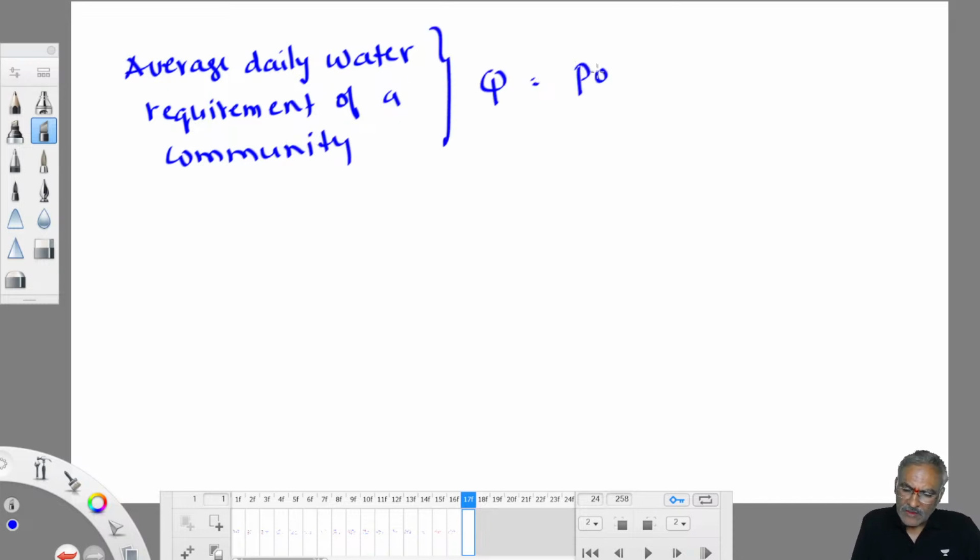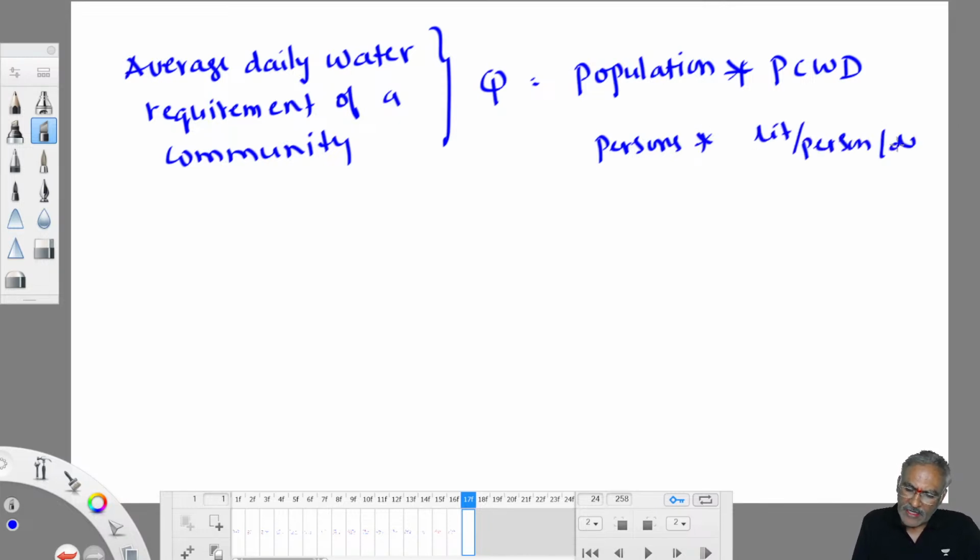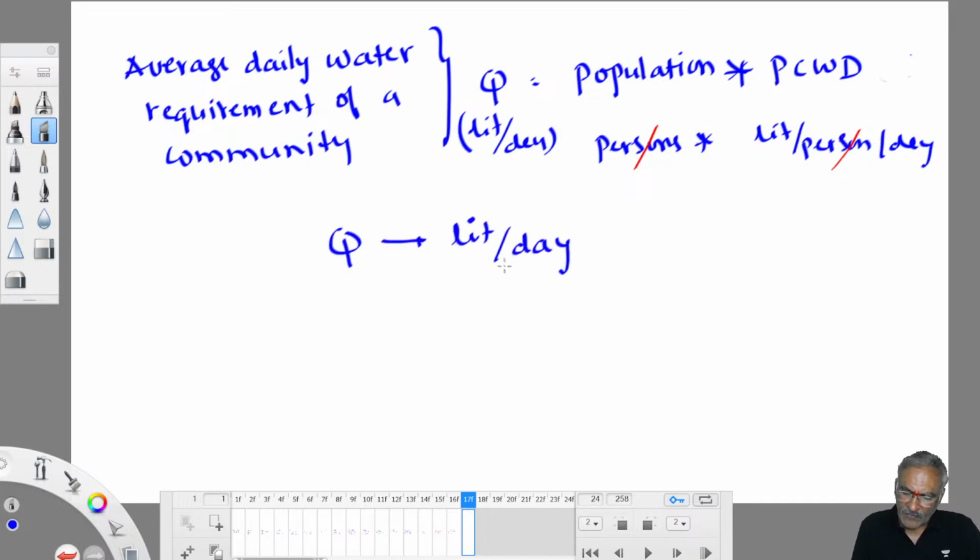Q is equal to the population of that community for which the system is to be designed, multiplied by the per capita water demand. Population we work out in terms of persons, per capita water demand we work out in terms of liters per person per day. Then persons will get cancelled. We are left with so-and-so liters per day. But you will get such a large number that it is uncomfortable to write. So normally we get this Q in liters per day, but liters per day is too difficult to express.